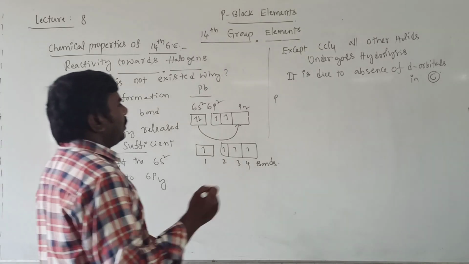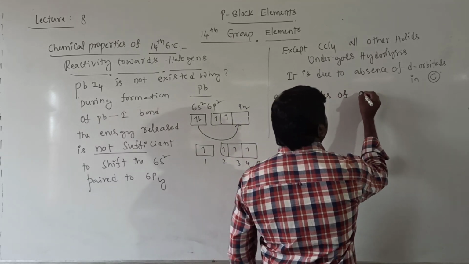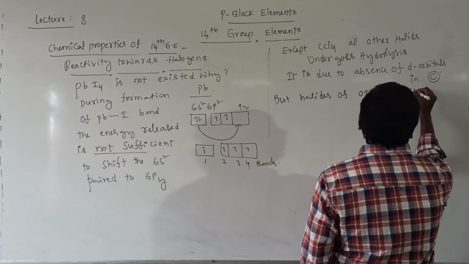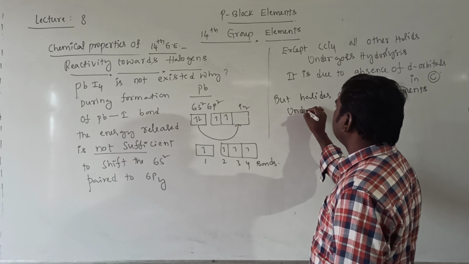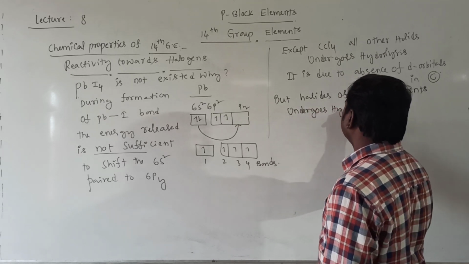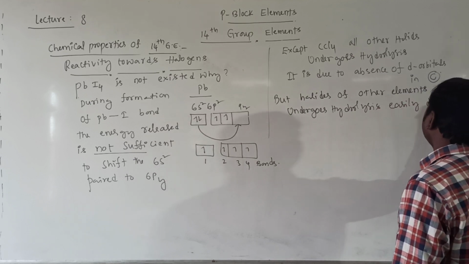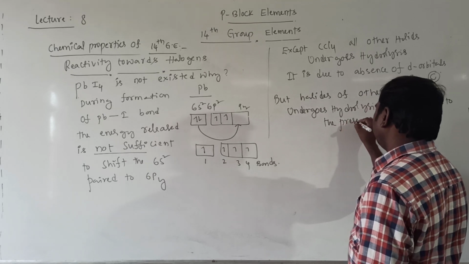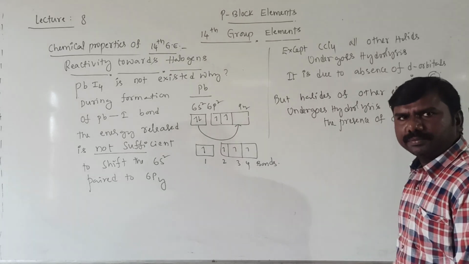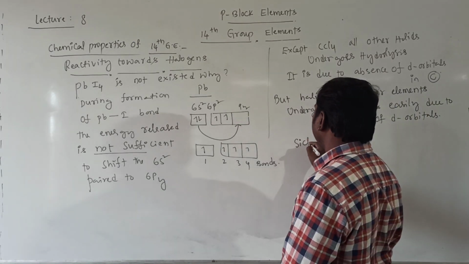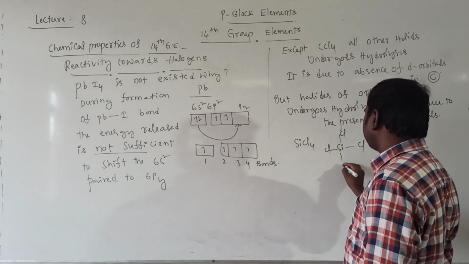But halides of other elements like silicon, germanium, tin, lead undergo hydrolysis easily due to the presence of d orbitals. Very, very important. For example, silicon, SiCl4. It can be written as Si with four Cl.